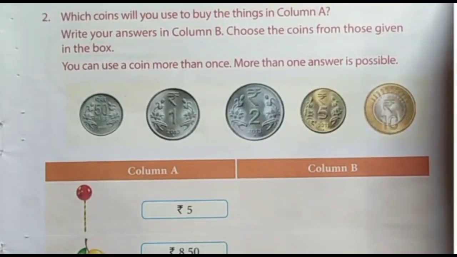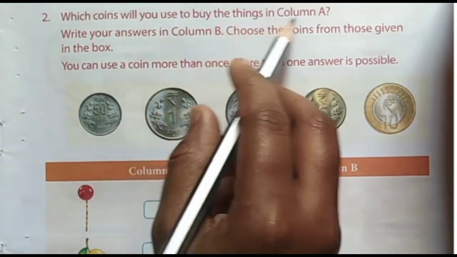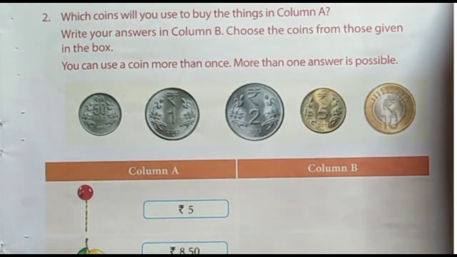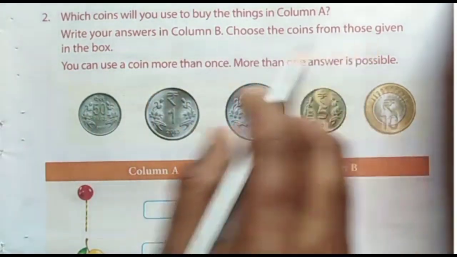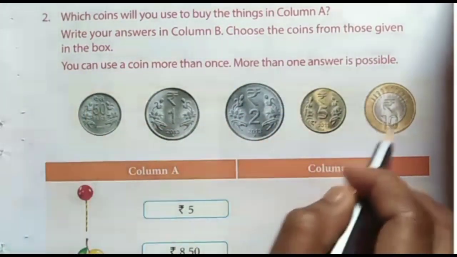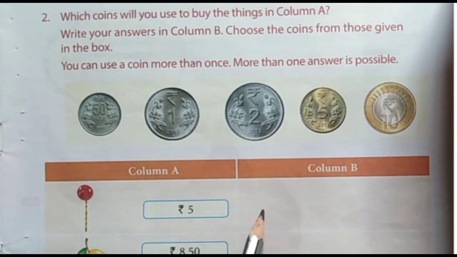Take the next page, page number 111, question number 2. Which coins will you use to buy the things in column A? Here, in column A, certain objects are given and the amount for each item is given. Write your answers in column B. Choose the coins from those given in the box. Here, some coins are given. Using these coins, we can buy the objects in column A. Here, we should write the coins which are used for buying each object.